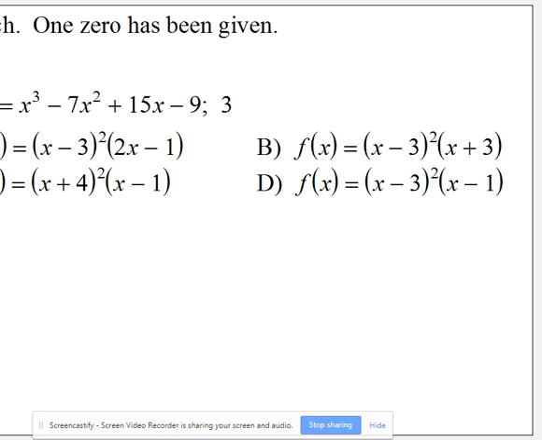Anybody got an answer for me? A? Y'all think it's A? Everybody think it's A? Any disagreement? Okay, you can disagree. No, it's not A. It is not A.